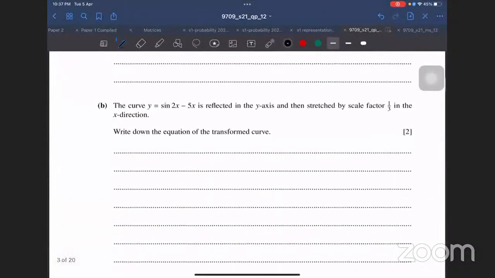Okay, then it says the curve sine 2x plus 5x is reflected in the y-axis. So there's a reflection in the y-axis, which means that I'm talking about f of minus x. And then stretched by a scale factor of 1/3 in the x direction. So I'm talking about f of 3x as well. Write down the equation of the transformed curve. So I'm going to transform it step by step. I'm going to say that f of minus x gives me what?